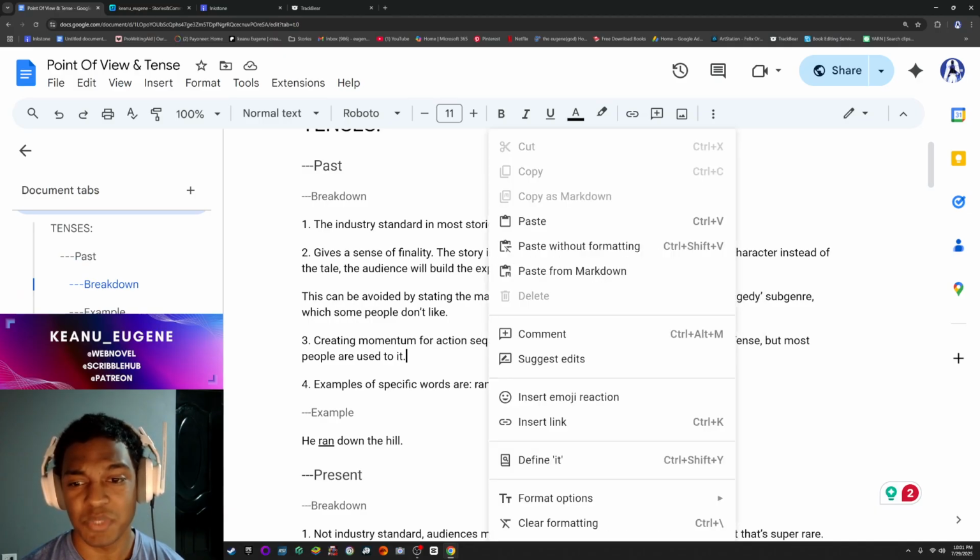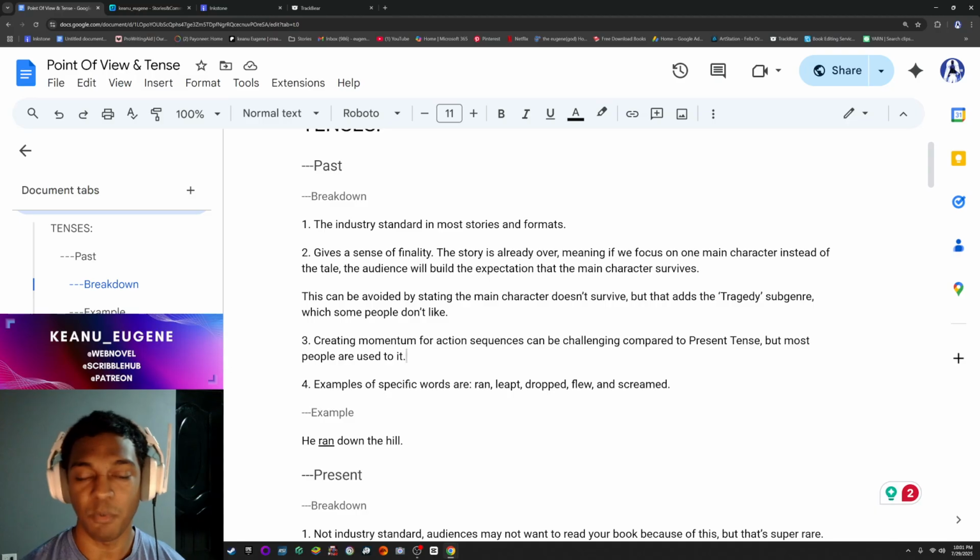But at some point, you just have to decide if you're more interested in marketing your story by having it be tragedy, or telling the story you want to tell by just having the main character die anyway in a past tense story, right? But there are many stories that make this work, but it's all about how much weight is on one character.